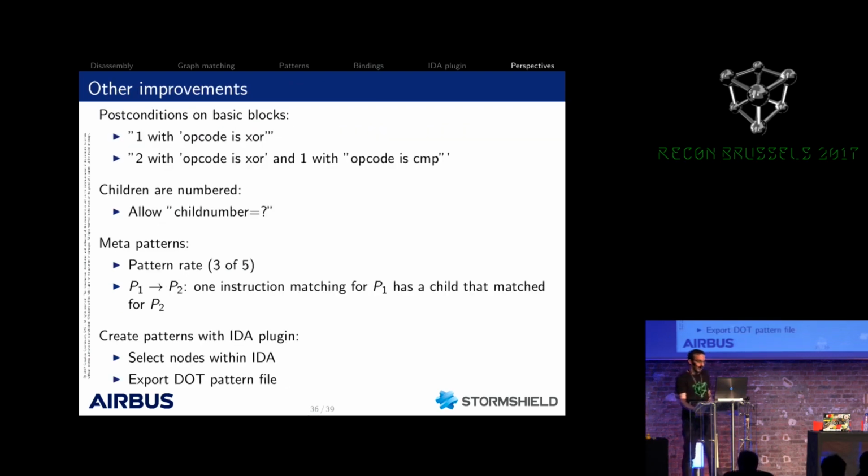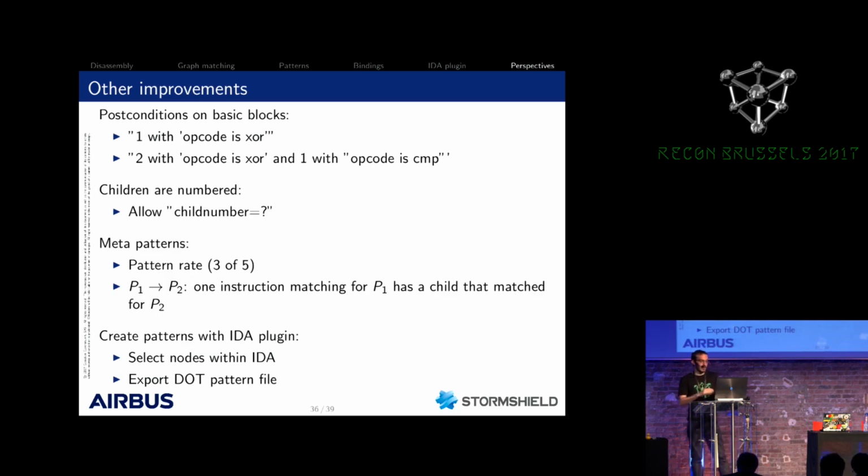Okay, we have a lot more ideas that we would like to implement in the patterns. One thing that is limited with the current version is that for basic blocks, the condition on basic blocks for now will apply to every node. And what we would like to say is, I want to find me a basic block that has at least one XOR instruction, or find me a basic block that has at least 2 XOR instructions and 1 compare instruction. That we cannot do for now, so maybe we will also work on that later.